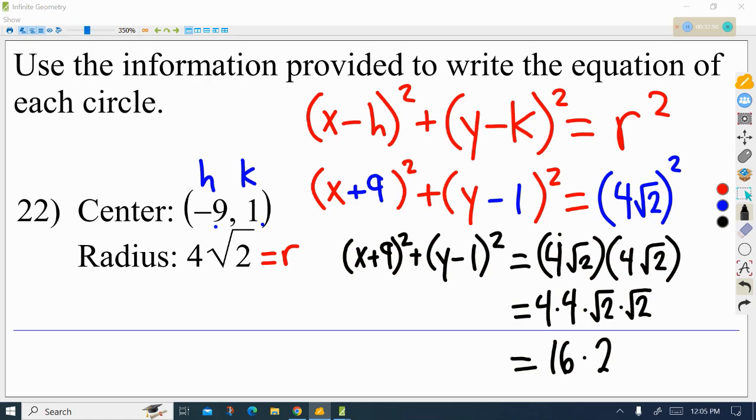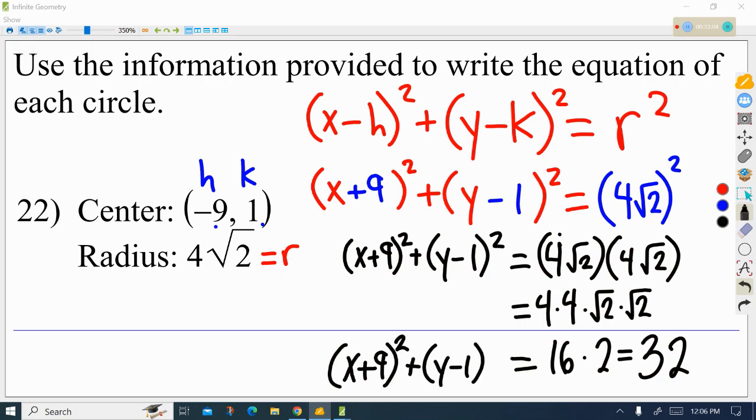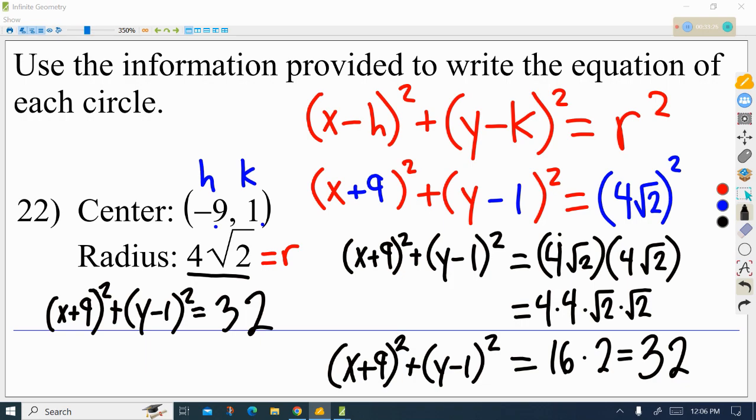All right? But what's 16 times 2? 32, right? So on the left-hand side, we have the same thing that never changed at all. All right, but we did have to kind of simplify because we had a more complex radius, right? We had 4 root 2. All right, so in this case, we would get x plus 9 plus y minus 1 squared equals 32. And that would be like our final answer, I guess. All right. That's 32.